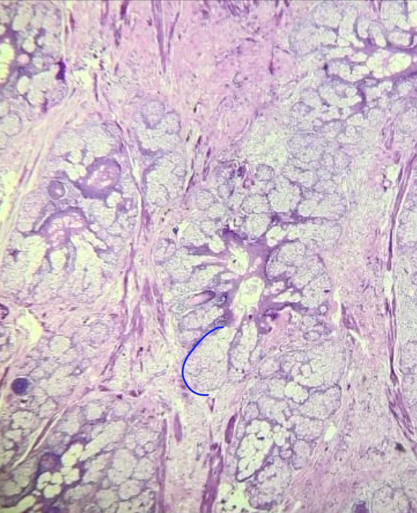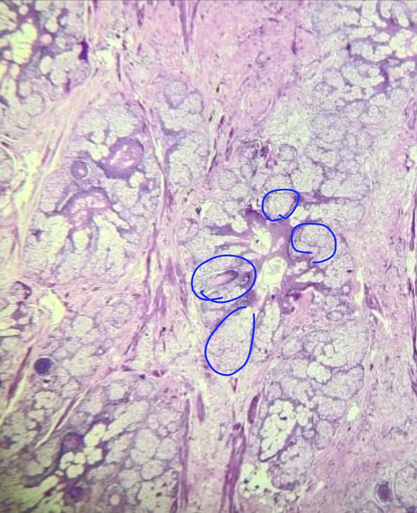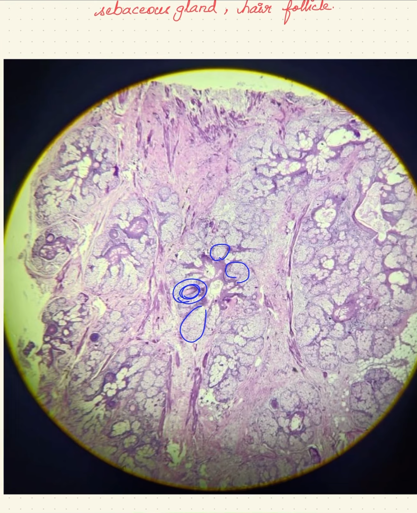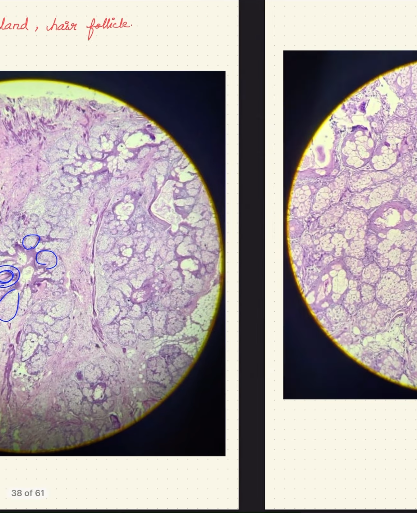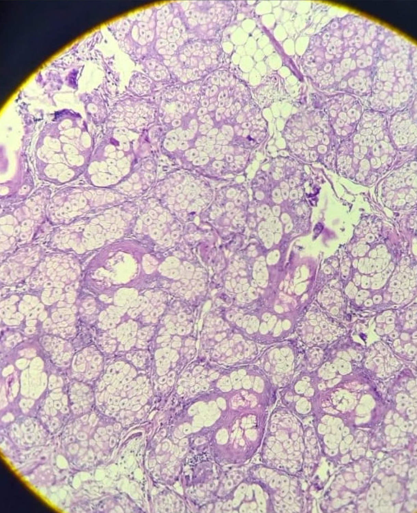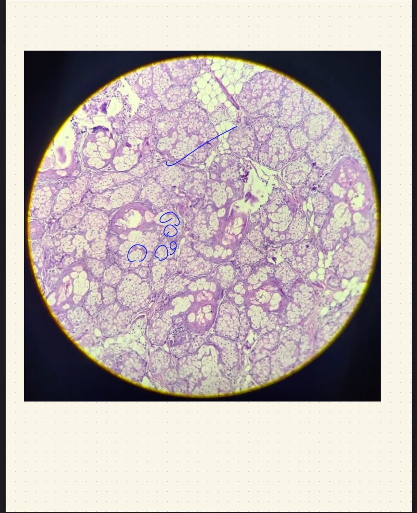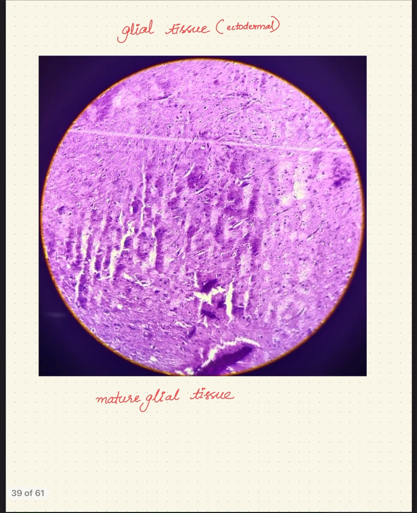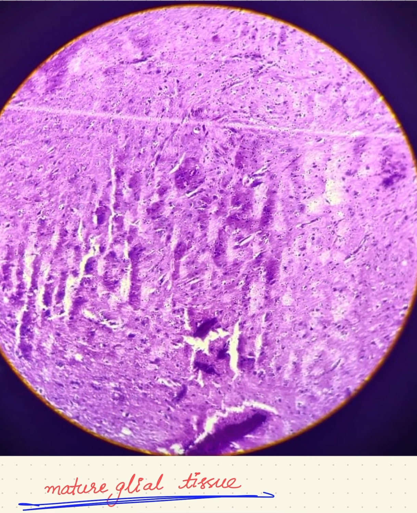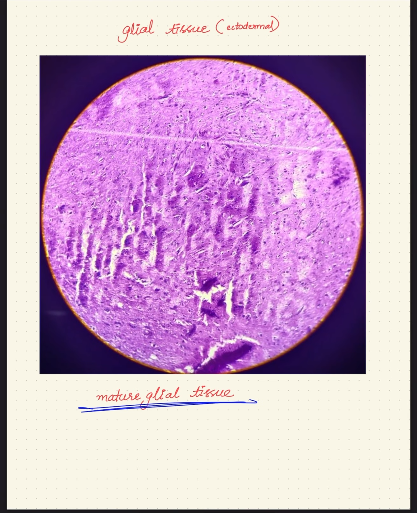This grape-like structure, these are the sebaceous glands. It was lightly stained. And this is the hair follicle. In this slide, a clear view of the sebaceous glands, all these grape clusters. These are the sebaceous glands. This is the glial tissue, mature glial tissue. It is not a primitive one. It is a mature glial tissue, which is again of ectodermal origin.